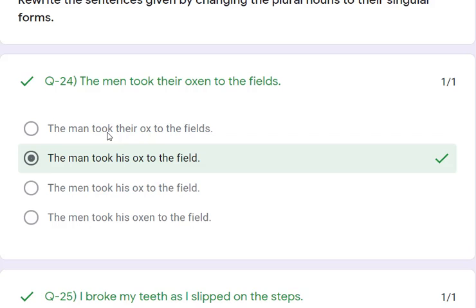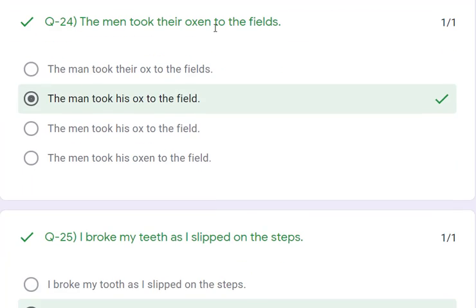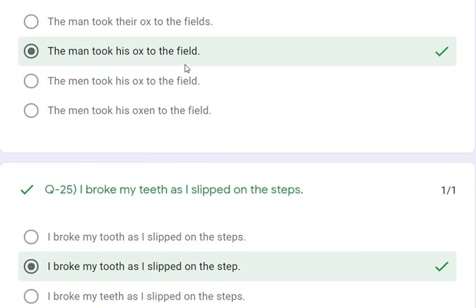And here, what do we need to do? We need to rewrite the sentence and make the plural form into singular form. So here: the man took their oxen to the field. So, the man took his ox to the field. That is correct. And the last: I broke my teeth as I slip on the step. So, I broke my tooth as I slip on the step. That is the correct answer.